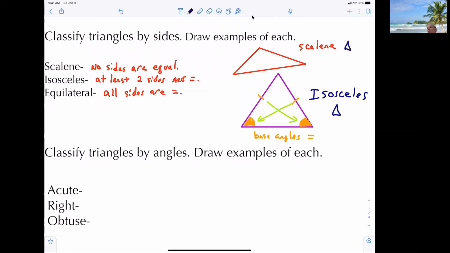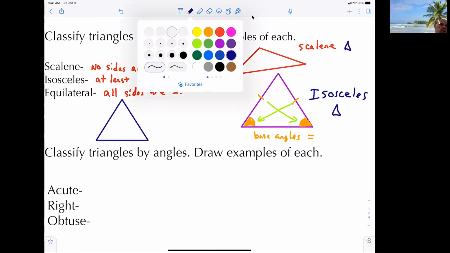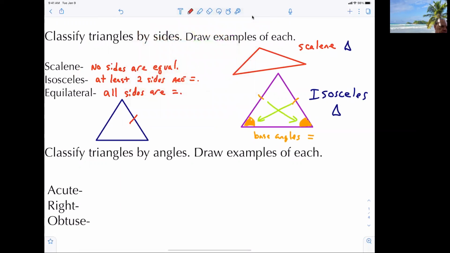Now we have to draw an equilateral. So here we go. When you draw an equilateral, is that equilateral yet? No, because I haven't marked it yet. So how do I know it's equilateral? Everybody see that? So that's equilateral.